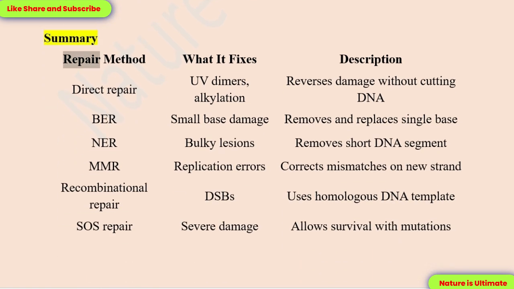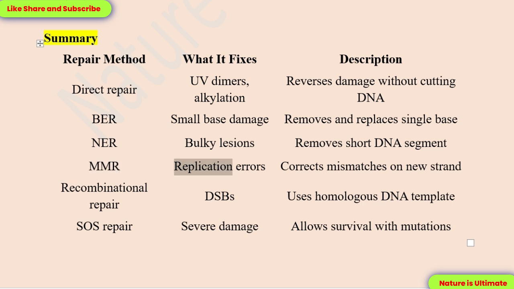Summary: repair method, what it fixes. Direct repair: UV dimers, alkylation. Reverses damage without cutting DNA. BER: small base damage. Removes and replaces a single base. NER: bulky lesions. Removes a short DNA segment.